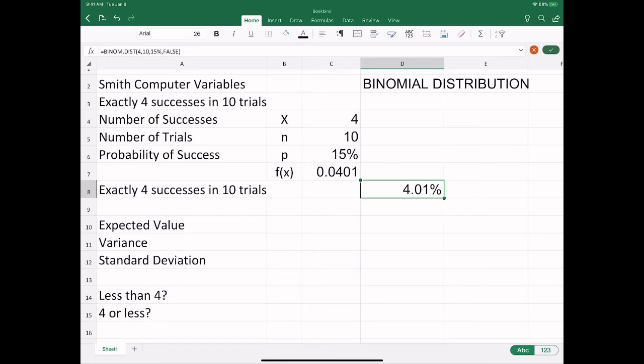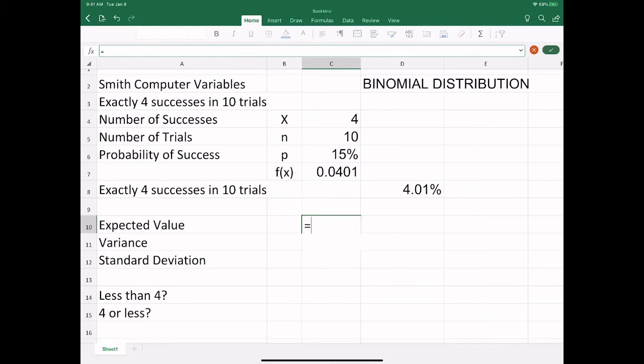And just quickly now, let's go through the expected value, variance, and standard deviation. You remember that the expected value is n times p. So what we're going to do is say equals. This is just a little bit different, but it accomplishes the same thing. Instead of keying in the 10, I'm just going to highlight the 10. Then I'm going to enter the times key, and then I'm going to highlight the 4.